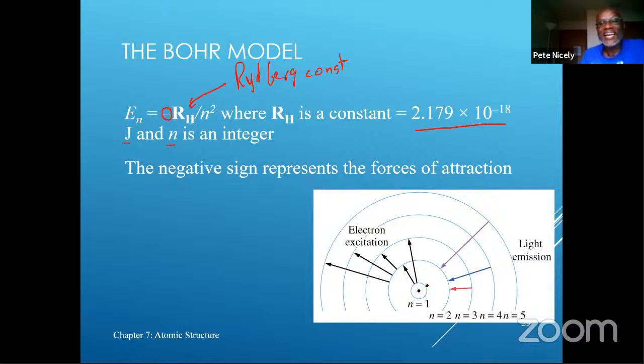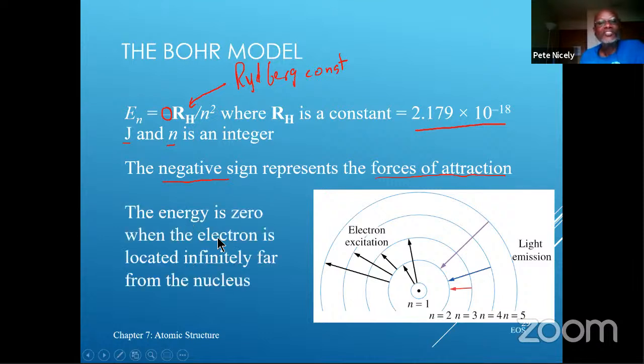So what that tells you is that as you go from the lower orbit to the next, the energy of the orbit increases, right? And as stated here, the negative sign indicates that there are forces of attraction between the electrons in their respective orbits and the nucleus, which is positively charged, all right? So based on this equation, if n is equal to infinity, that means that the energy of that orbit would be zero. So what this is telling you is that if the electron is very, very far from the nucleus, then the energy of that electron with respect to the nucleus is going to be zero.